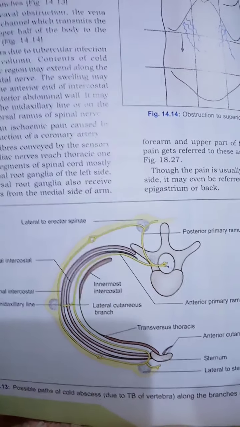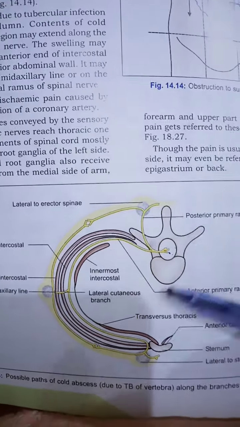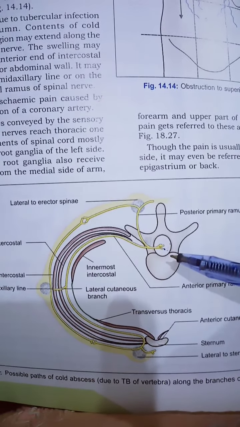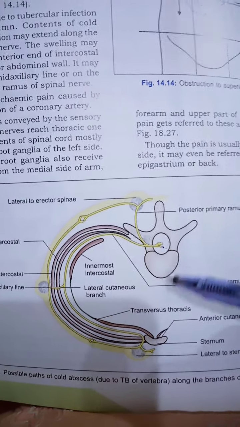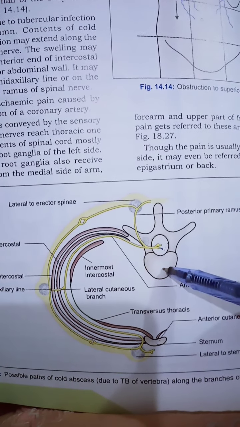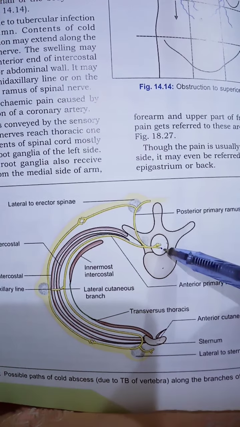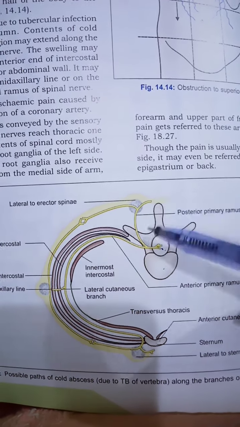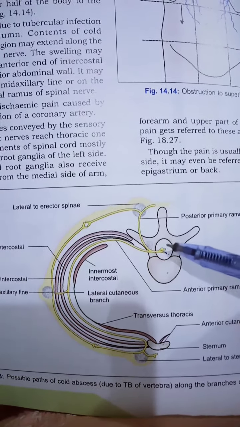Hello students, most of you find this picture a little confusing, so I would like to explain it to you in this video. Here you can see the sternum anteriorly and the vertebra posteriorly, and this is the vertebral foramen. Eventually, if you place many vertebrae over each other, this will become a vertebral canal.